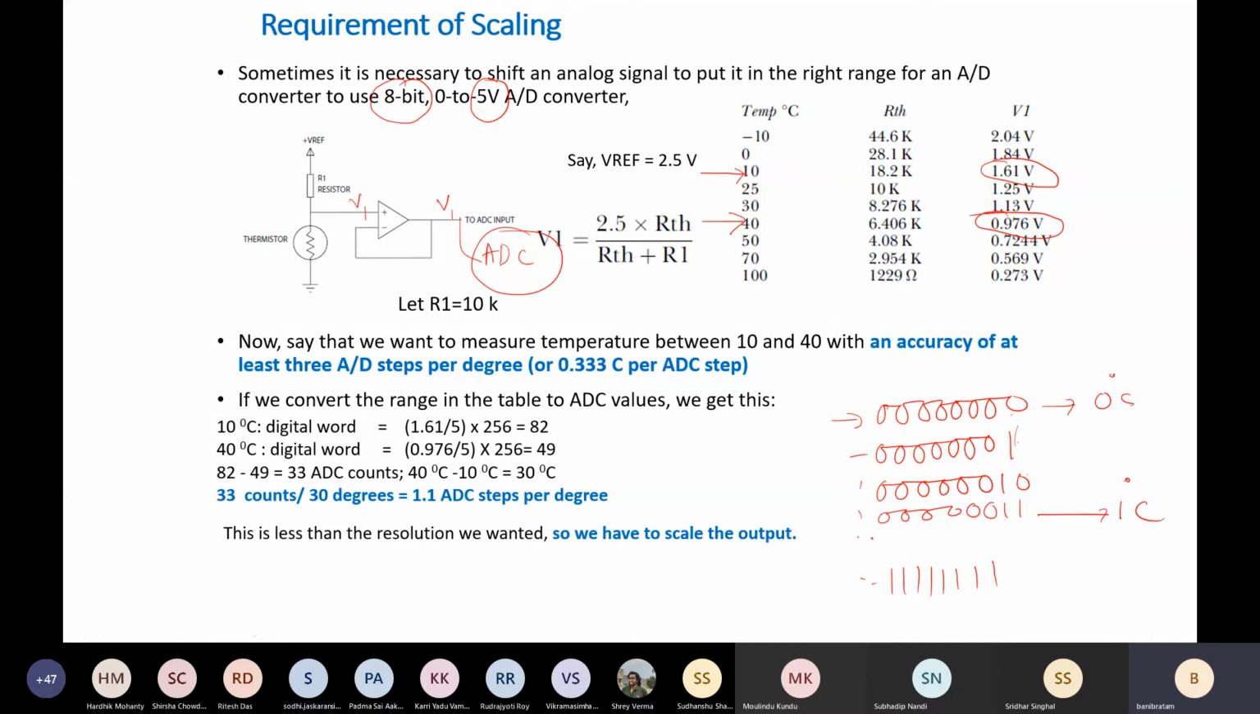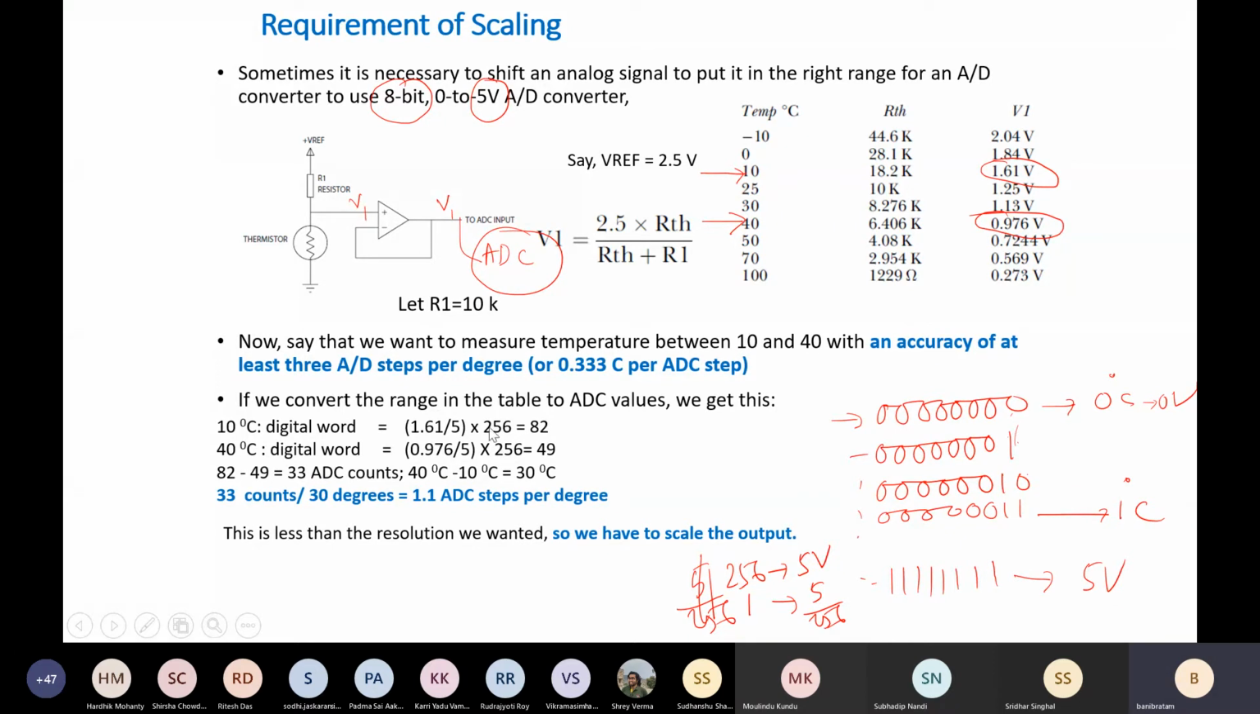This 5 volt is the reference. So 1111 corresponds to 5 volt and 0000 corresponds to 0 volt. Since I have 8 bits, how many levels will there be? 2 to the power 8 means 256. Okay. So each step corresponds to how much voltage? 5 by 256. Isn't it? In the other way, if I say 256 levels correspond to 5 volt, then one level corresponds to 5 by 256.